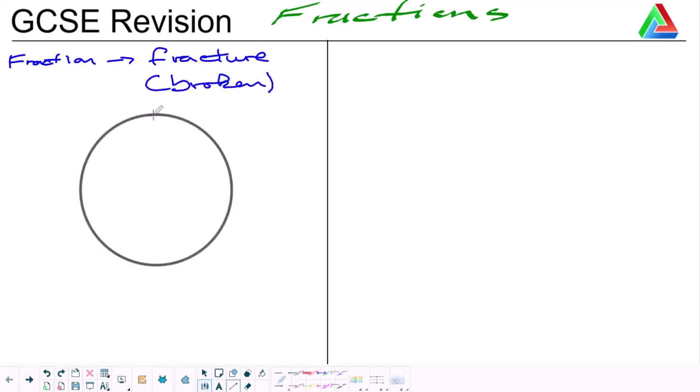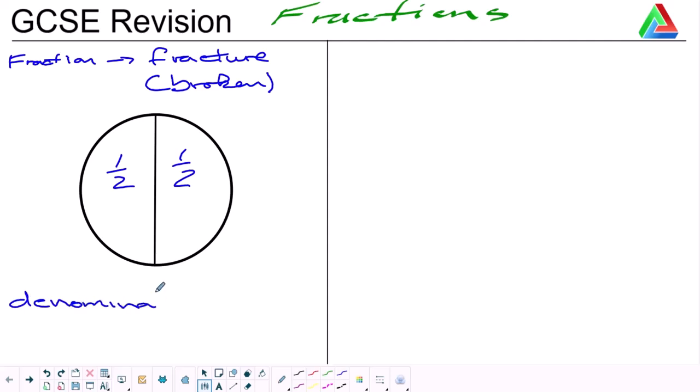So let's take a circle and break it up into two. So now we've got two parts, or we could break it up into three, and we've got three parts, or four, and we've got four parts, and so on. And we would call these a half for the two parts, a third for the three parts. For breaking it into four, we could call it a quarter or a fourth. Breaking it into five would be a fifth, into six would be a sixth, into seven would be a seventh. So we call the parts after the number we've broken it into. And in maths, we call that the denominator.